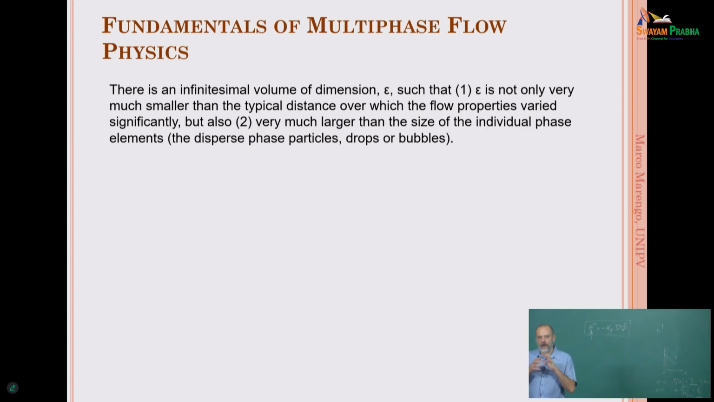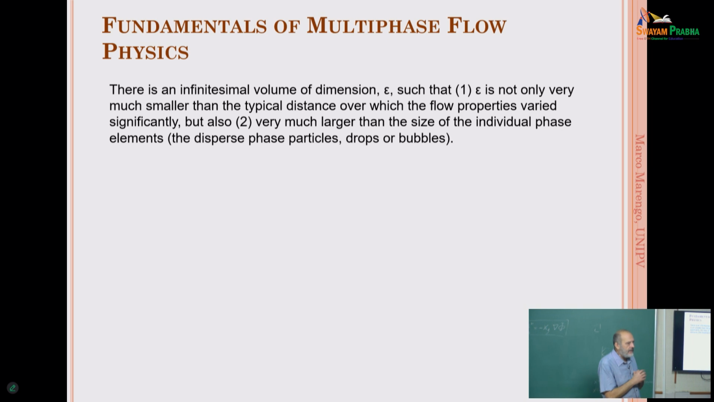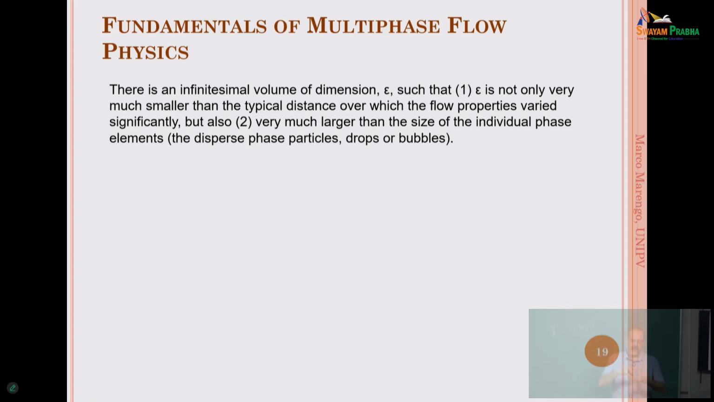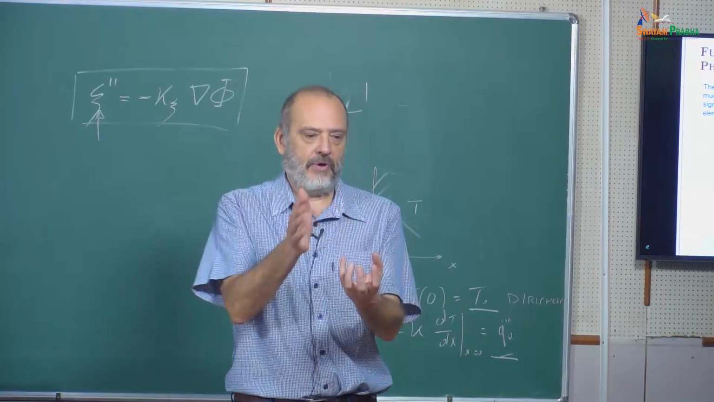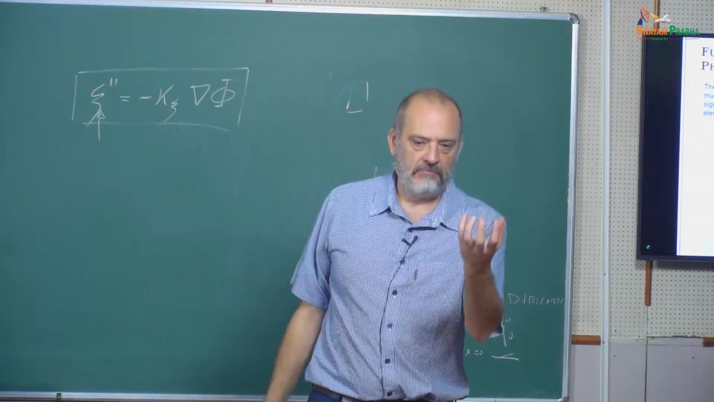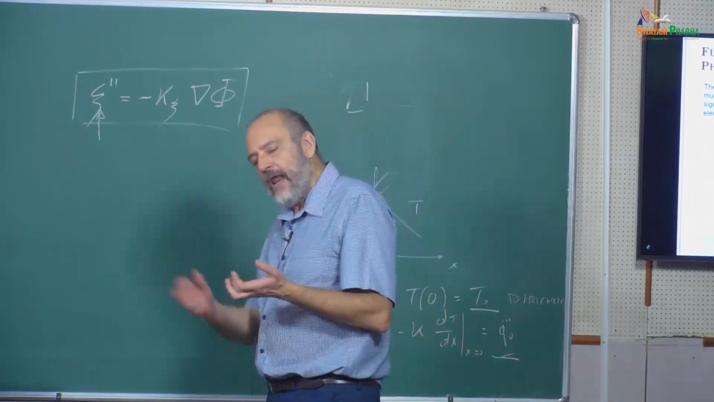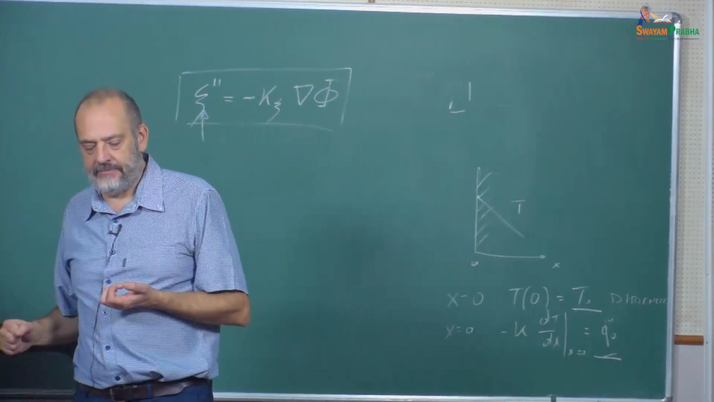The point is that when you have a second component, the choice of the volume is not so easy. Before, it was a single phase. We take a volume, delta x, delta y, delta z. We know that we have air, we have water, whatever. Now we put particles inside.